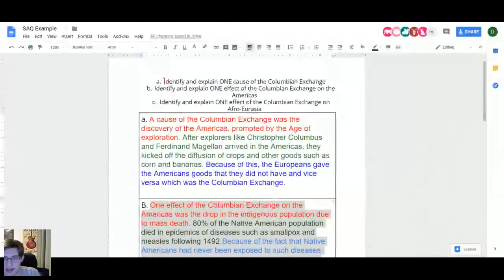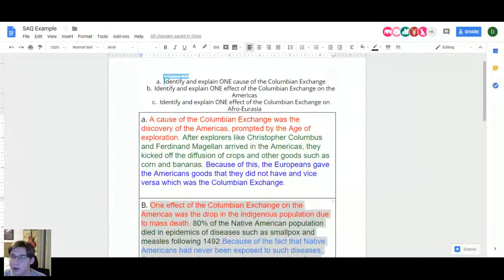No, because part B is asking about the Americas. Part C is asking about Afro-Eurasia. So yes, diseases spread, but you don't see epidemics like you do. You know, syphilis is pretty bad and it kills a lot of people, but it's nothing to the degree that it was for smallpox. It killed 90% of the population.